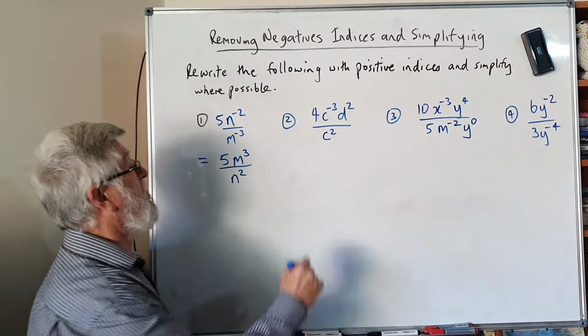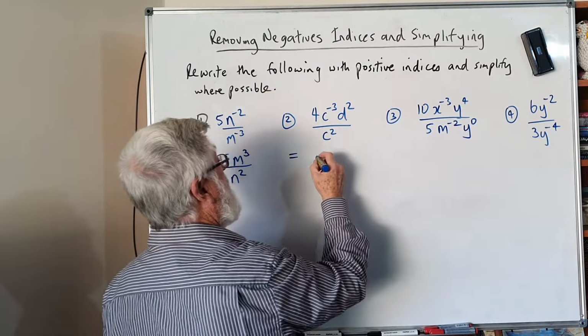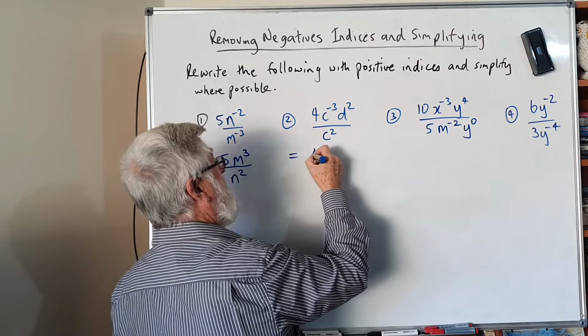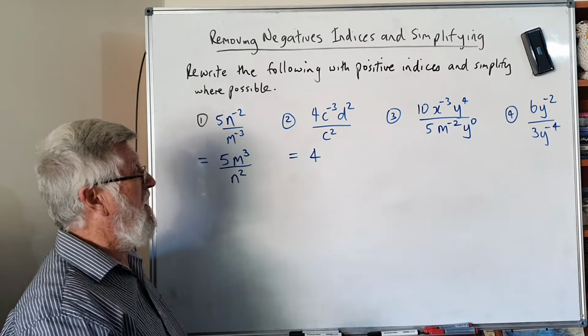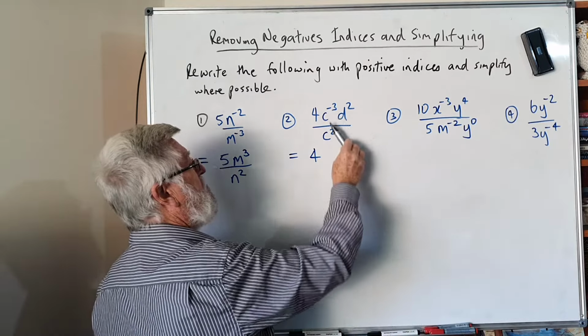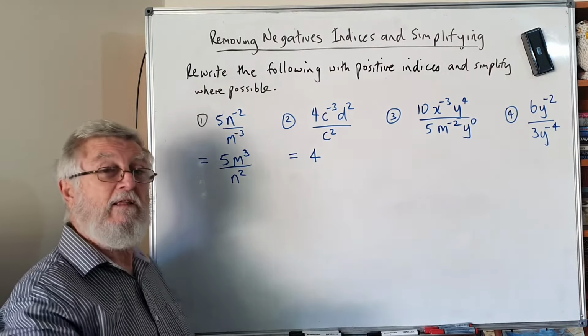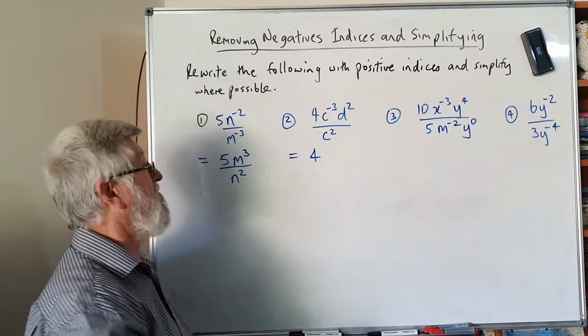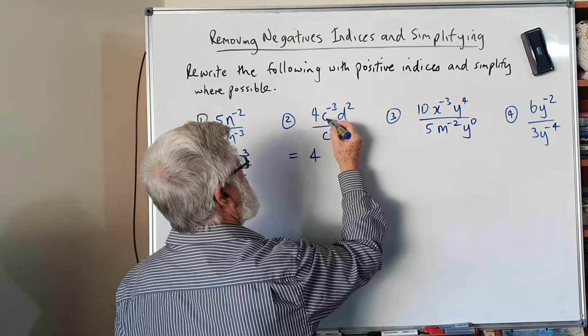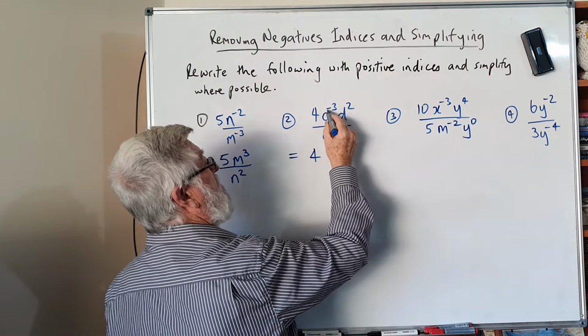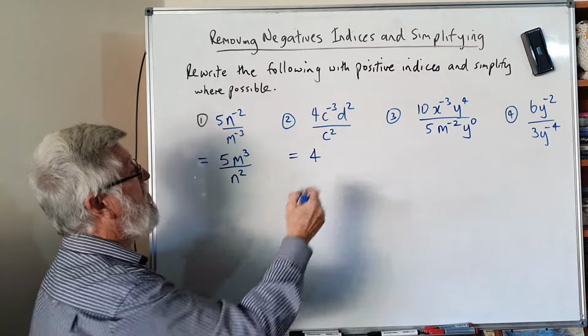So this one will have a little bit of cancelling. Again, the 4 stays on the top. Now here's the interesting part. You could use index laws and subtract these two powers. I'm not going to go there for a moment. I'm just going to show you something different that I think will work better for the people who are struggling with it. So that c with a negative 3 power is on the numerator.